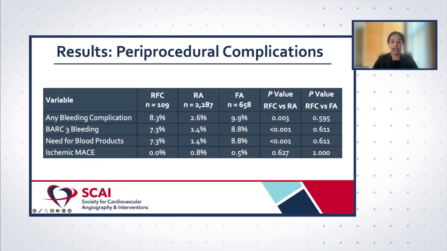Looking at peri-procedural complications, patients who required radial to femoral crossover had higher rates of bleeding complications, BARC 3 or above bleeding, and need for blood products compared to patients who had radial access, but there was no difference in ischemic MACE. There was no difference in peri-procedural complications between the radial to femoral crossover and femoral access groups. Patients who had radial access had lower rates of all bleeding complications compared to patients who had femoral access, but there was no difference in ischemic MACE.